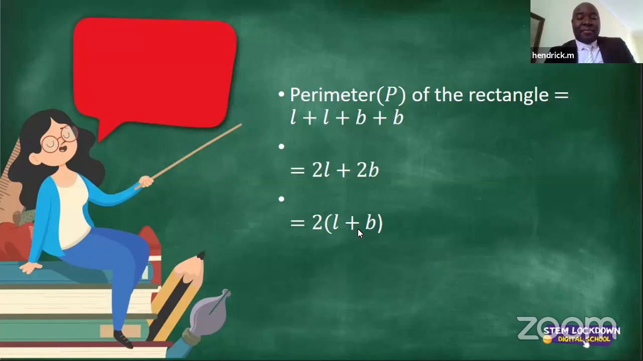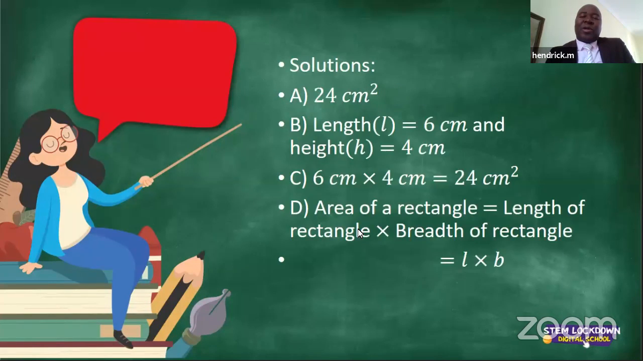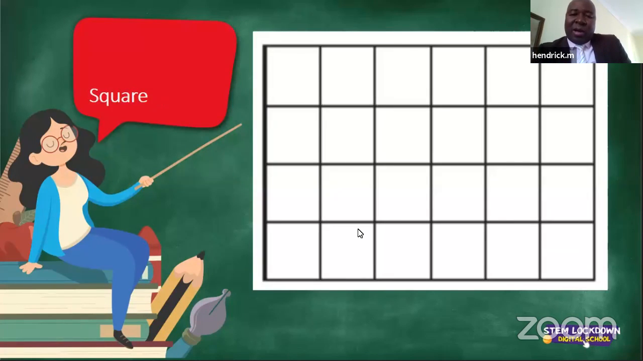The perimeter of the initial rectangle, if I can take you back to that rectangle, this is the rectangle that we're talking about. The perimeter of this rectangle will be 20 centimeters, because you have 6 plus 6, which is 12, and then you have 4 plus 4, which is 8. Then that makes up 20. So you'll be moving the distance around the edge of the shape. That will be your perimeter.